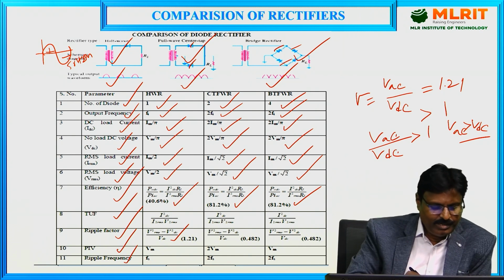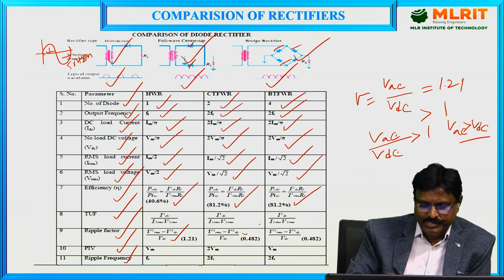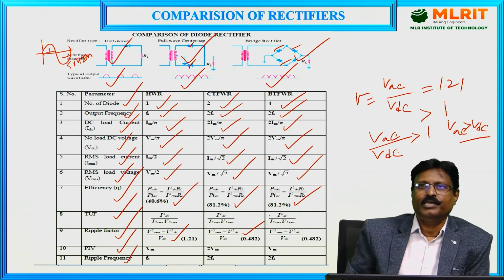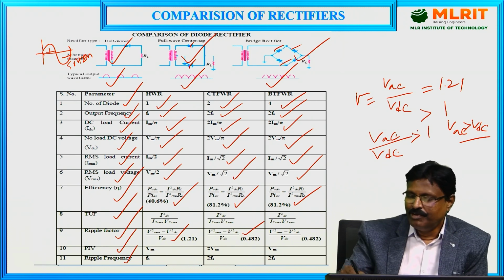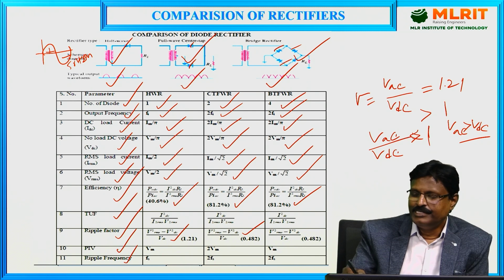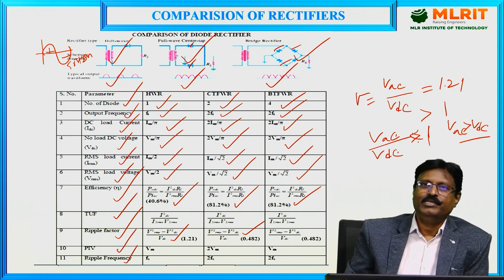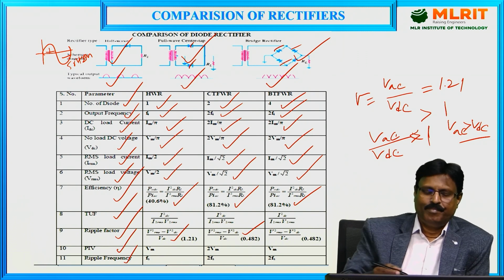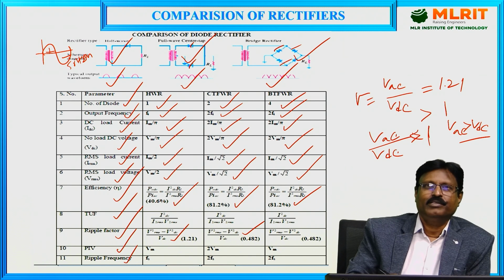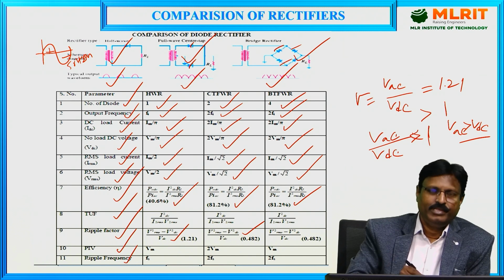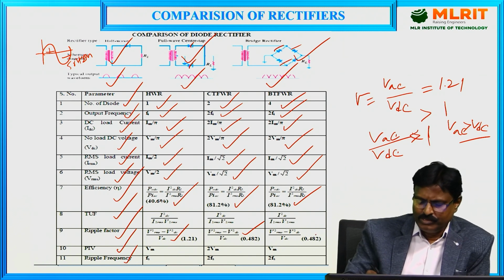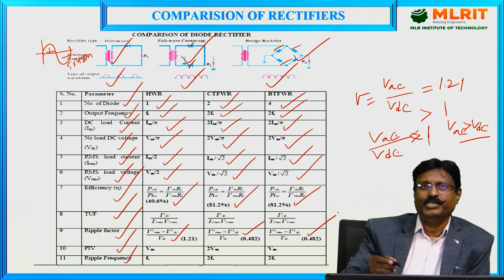What is the ripple factor of the full wave rectifier? It is 0.482, which is less than 1. Less than 1 means what? VAC is less than VDC. That means DC components are more in the rectified output of the full wave rectifier. So the performance is good in the case of the full wave rectifier when compared with the half wave rectifier. The same value is valid for the bridge rectifier.